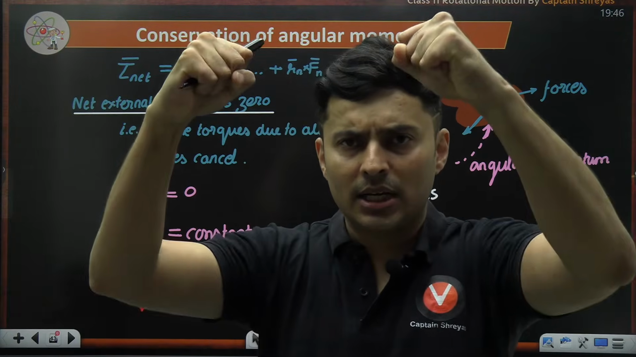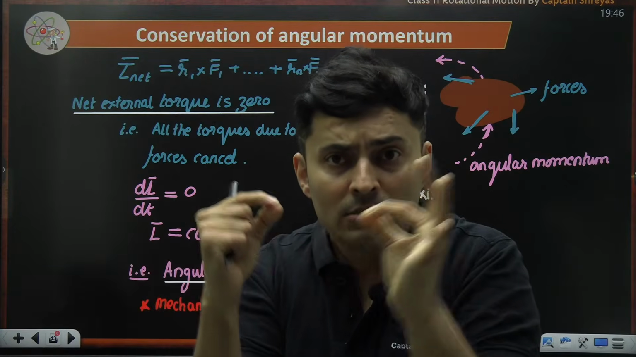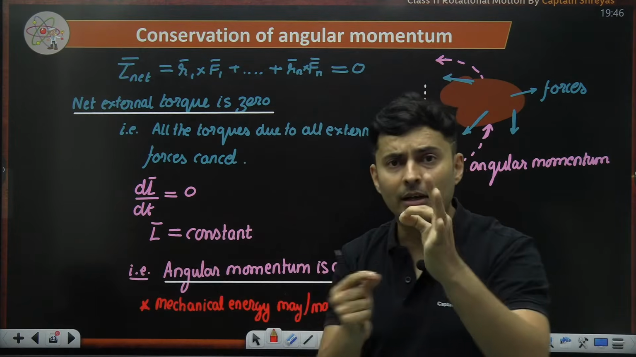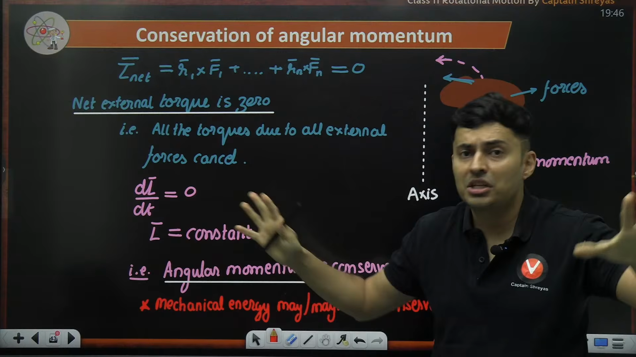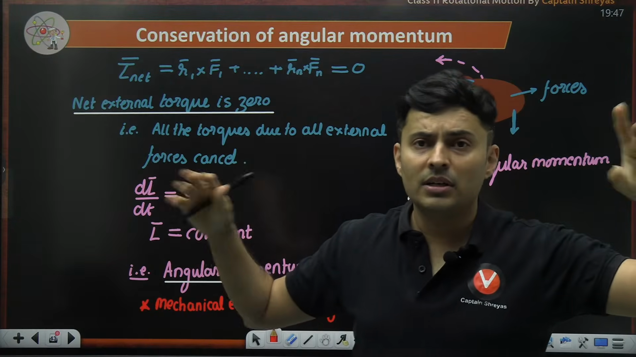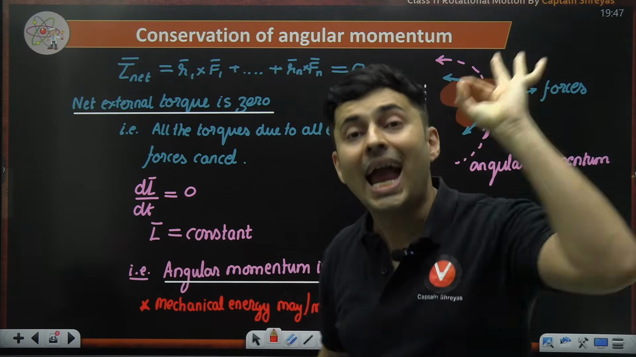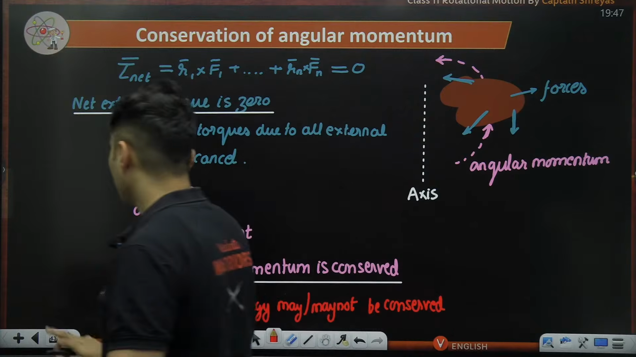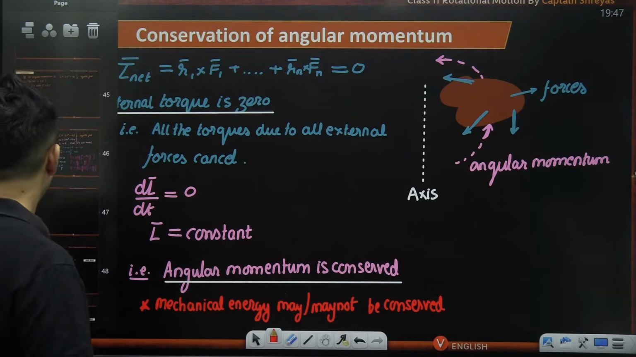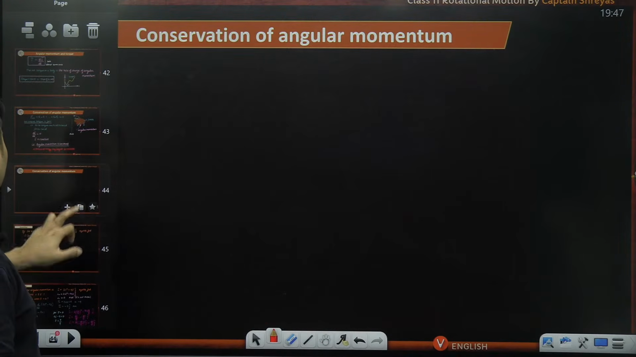When net torque externally is 0, then the total angular momentum is conserved. But mechanical energy, there is no guarantee. Linear velocity, angular velocity, there is no guarantee. Only angular momentum is conserved. Let me give you many examples of this.